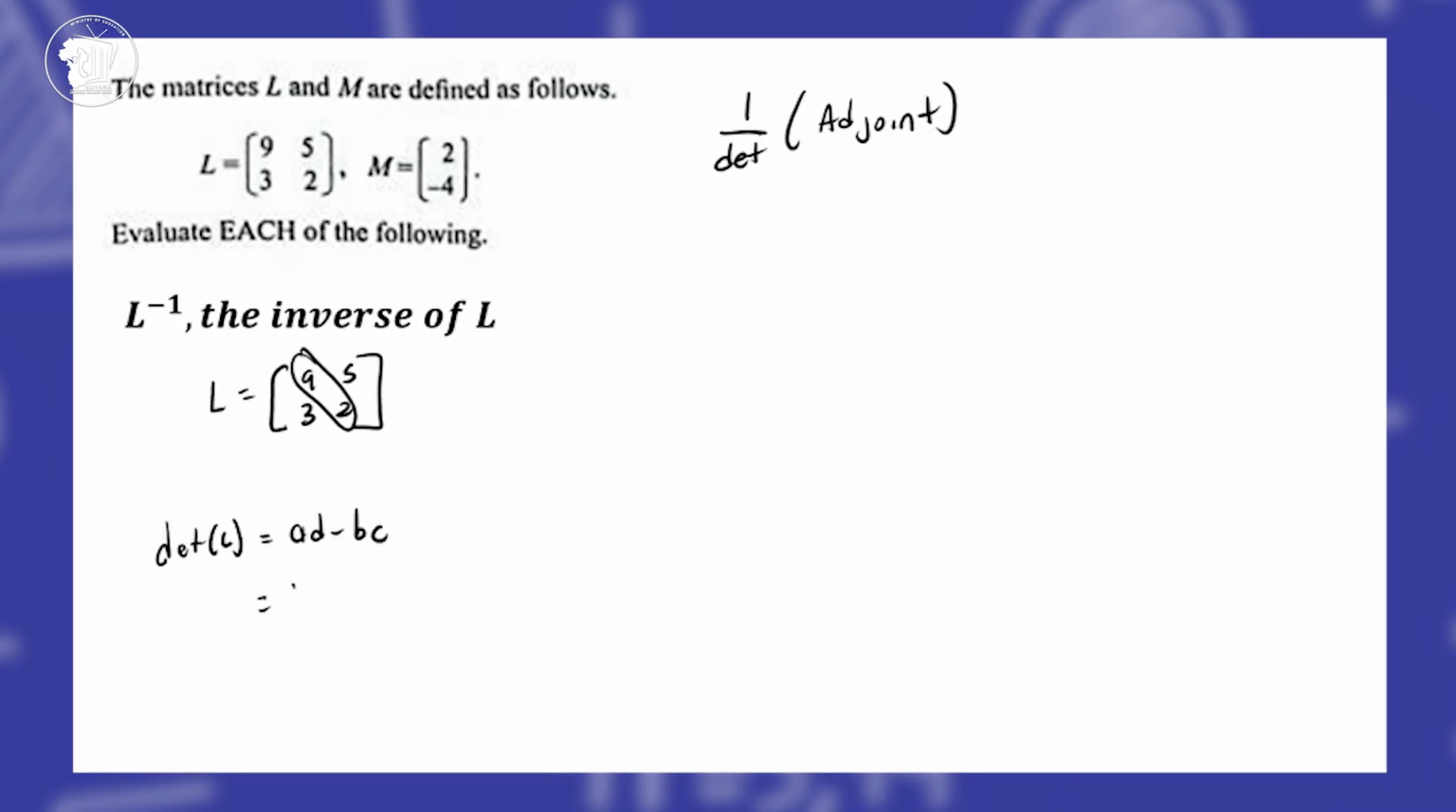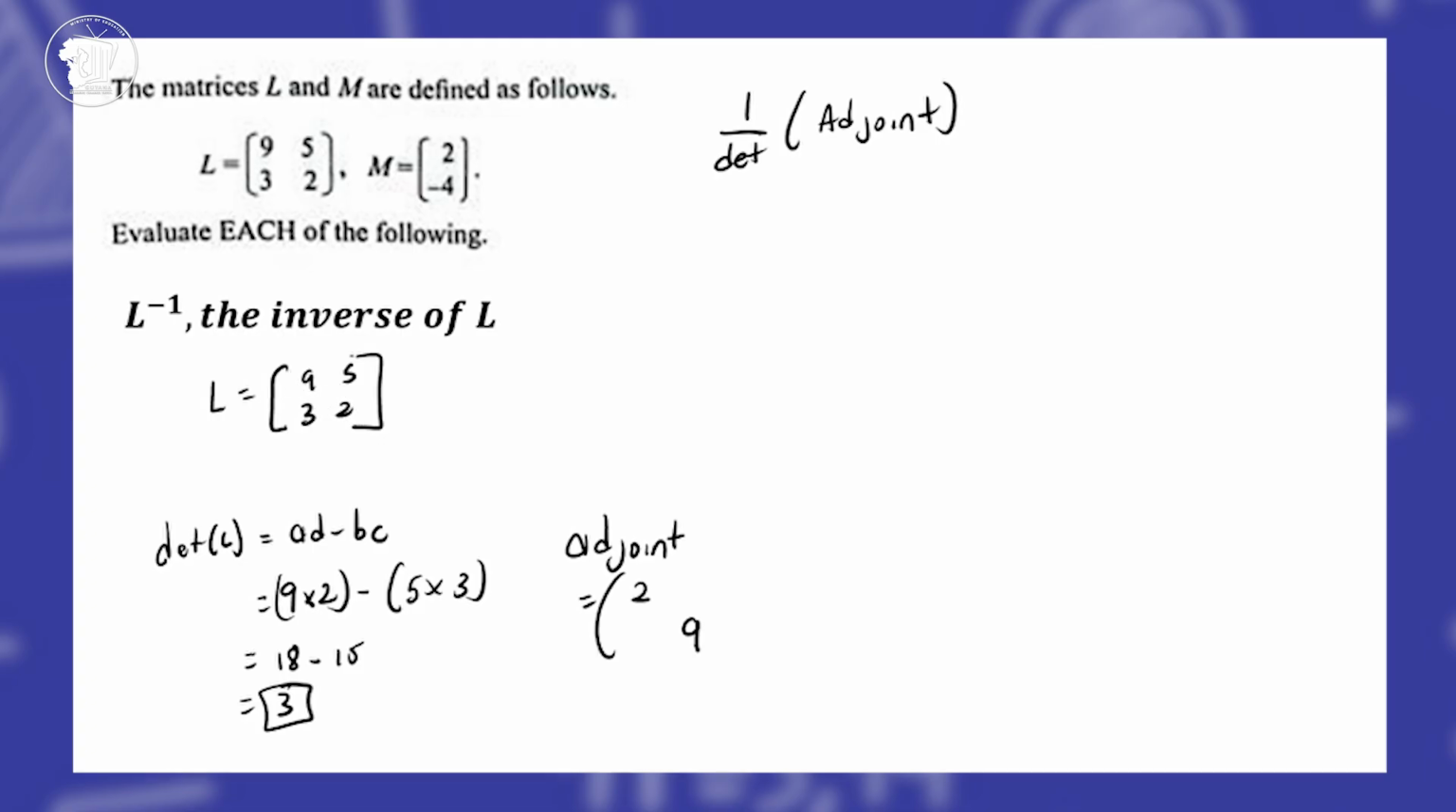So we know it's 9 multiplied by 2, subtract 5 multiplied by 3. So 9 times 2 is 18, subtract 5 times 3 is 15. So the determinant will be 18 subtract 15, which gives us 3. So the determinant is equal to 3. The adjoint will be equal to, so for the adjoint we switch these two. So we'll have 2, 9, and then we flip the signs of these two. So this will be negative 5 and negative 3.